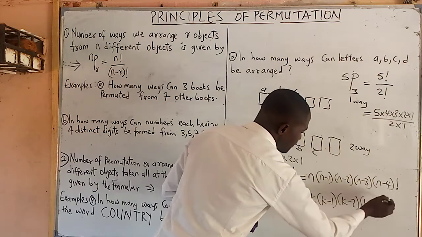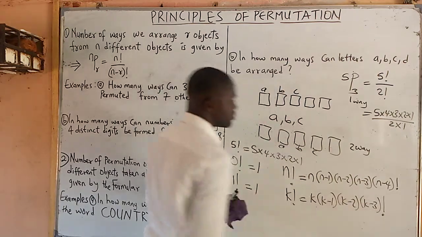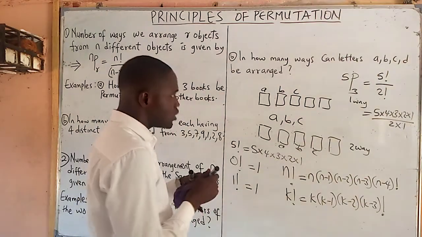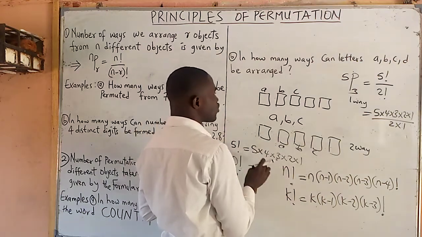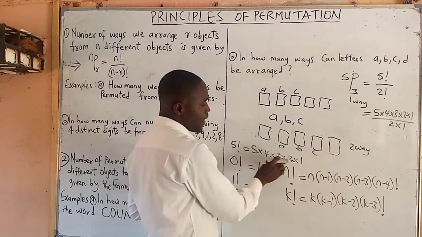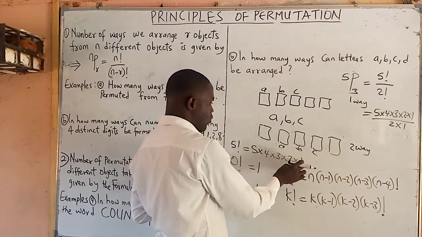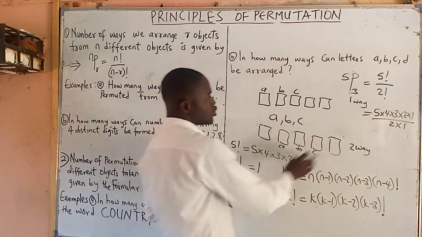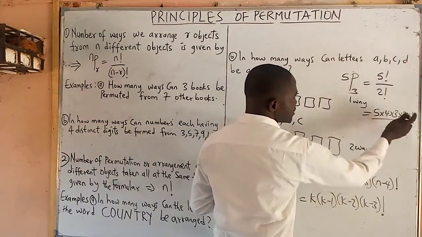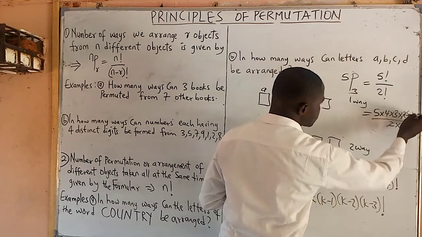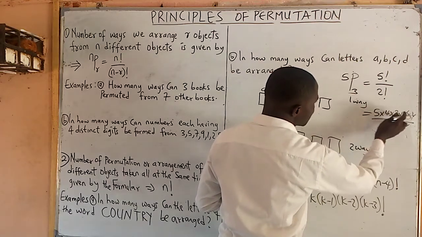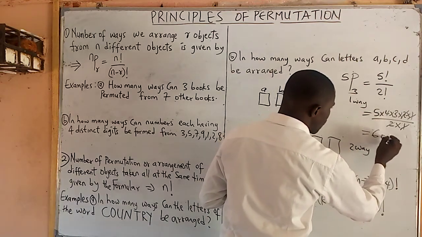If I want to stop here, I put factorial. Please note all this. So that is the principle we apply. 5 factorial means reducing it by 1 till you get to 1, and 1 factorial means 1. So you now say 5 factorial means this. So this we cancel, this we cancel, this we cancel. 5 times 4, 20, times 3, 60 ways.